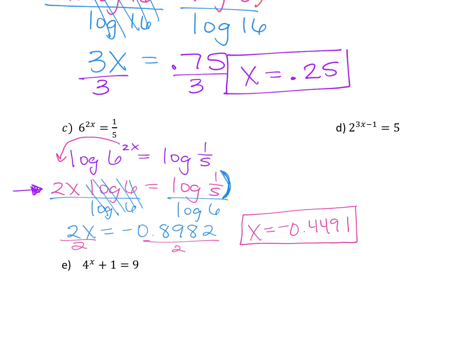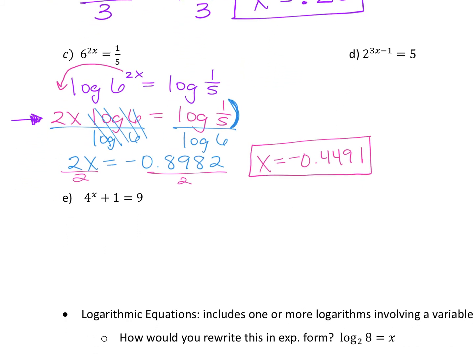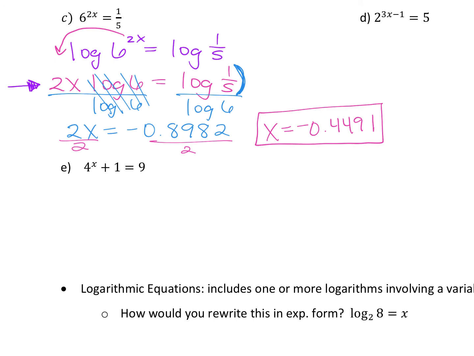Does that make sense? Okay, now down to letter E. I know, wrong order. What do you suppose we have to do first there? Subtract 1. You have to isolate first. Right now, our exponent is not isolated. So we're going to take away 1 and take away 1. So 4 to the x power equals 8. Then what?